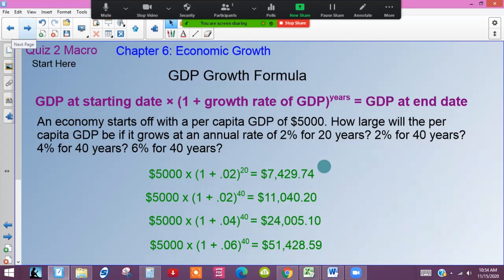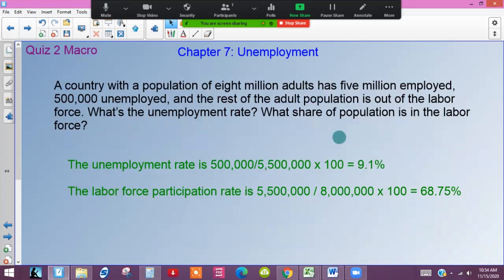Okay, next we move on to chapter 7, which is unemployment. And we're looking at a problem where we're given the population of a country, we're given the number of adults that are employed, we're given the number of adults that are unemployed right here, and we're told that the rest of the adult population, the rest of this 8 million, is out of the labor force.